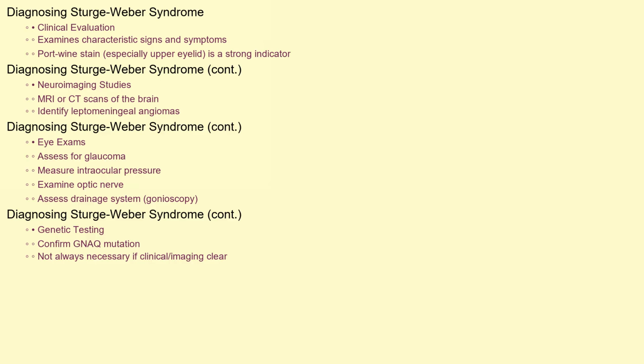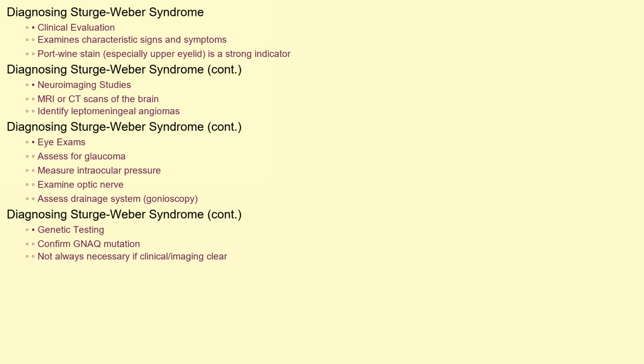Diagnosis. Diagnosing Sturge-Weber syndrome typically involves a clinical evaluation, meaning a doctor examines the individual for the characteristic signs and symptoms. The presence of a port wine stain, especially involving the upper eyelid, is a strong indicator. Neuroimaging studies such as MRI or CT scans of the brain are crucial to identify leptomeningeal angiomas. Eye exams are essential to assess for glaucoma.